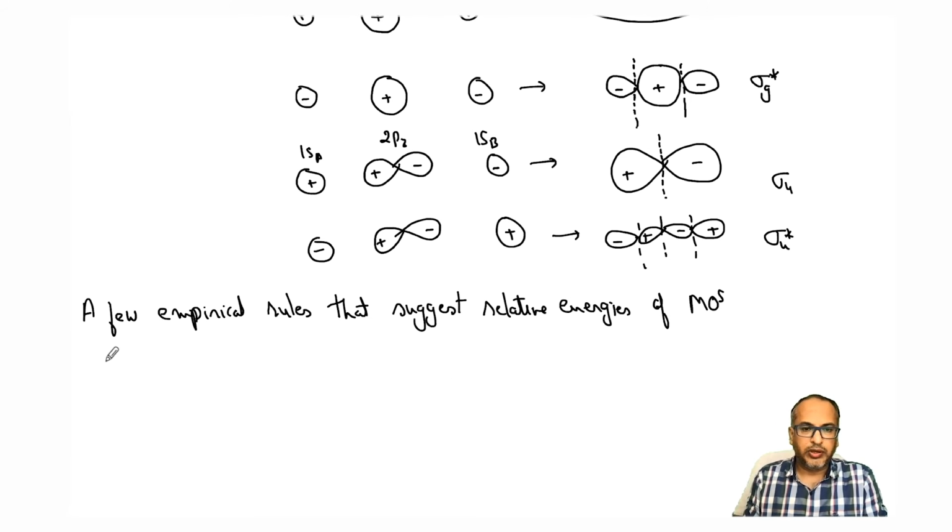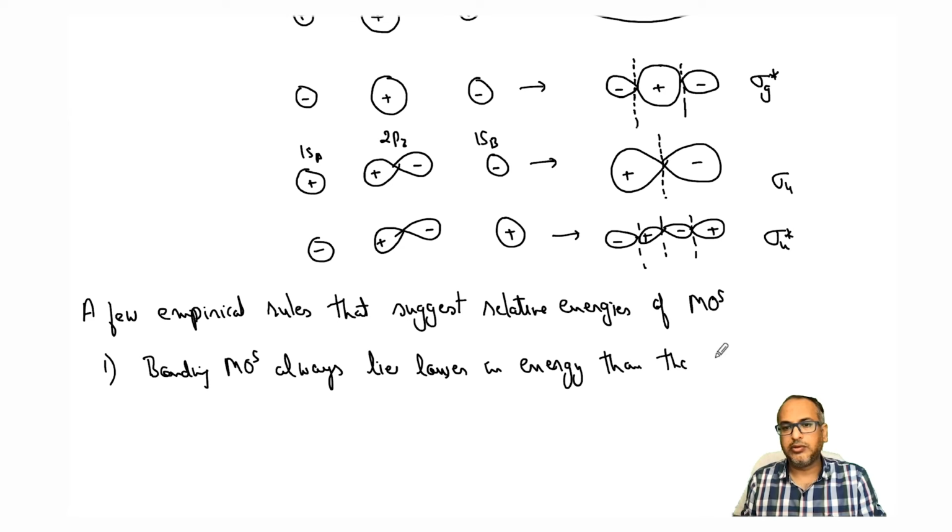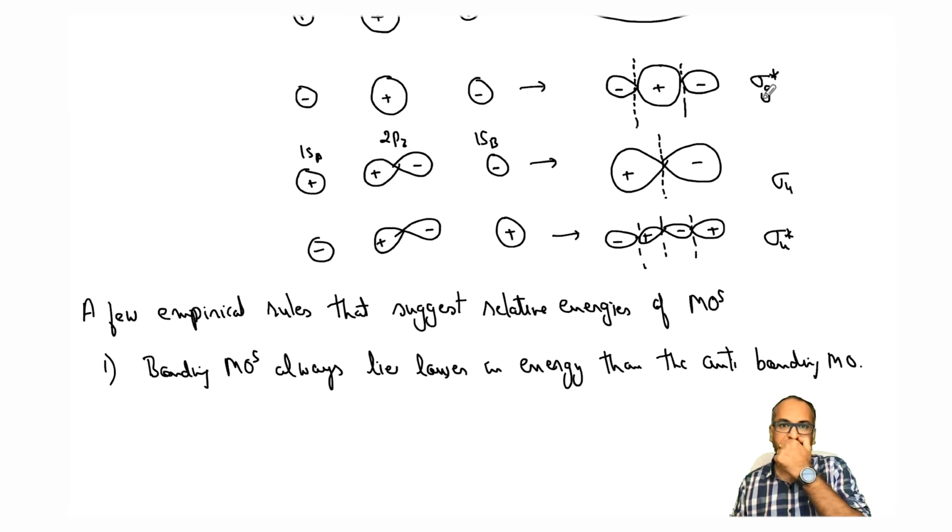Okay, so the first rule is that bonding MOs always lie lower in energy than the anti-bonding MO. So that means sigma G will be stable as compared to sigma G star, sigma U will be stable as compared to sigma U star. Okay, so that is one.